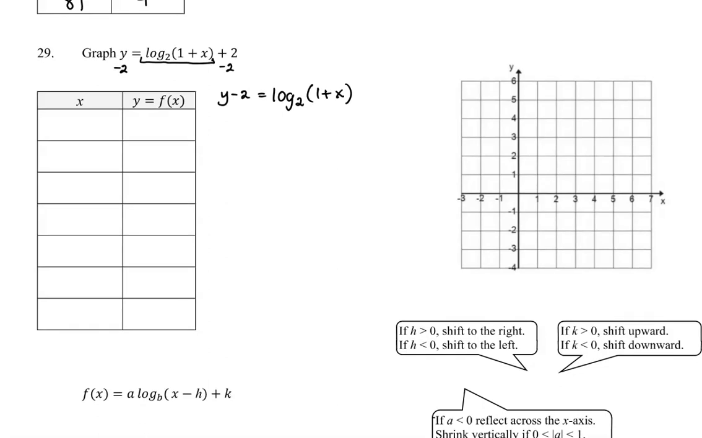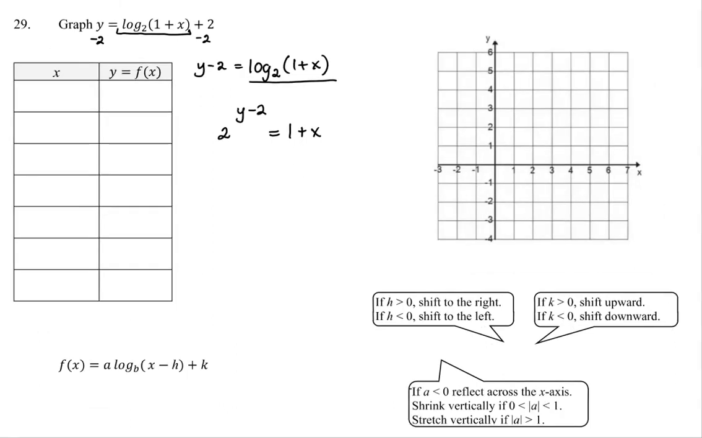And we know that a logarithm is simply an exponent. So if this logarithm is equal to y minus 2, that means that y minus 2 was the exponent that went on the base of 2 in order to get 1 plus x. And now to make this equation easier for us to work with, I'm going to subtract 1 from both sides so that I can solve for x. We get that x is equal to 2 to the y minus 2, minus 1. And now we can use this equation to again plug in values for y and get out values for x.